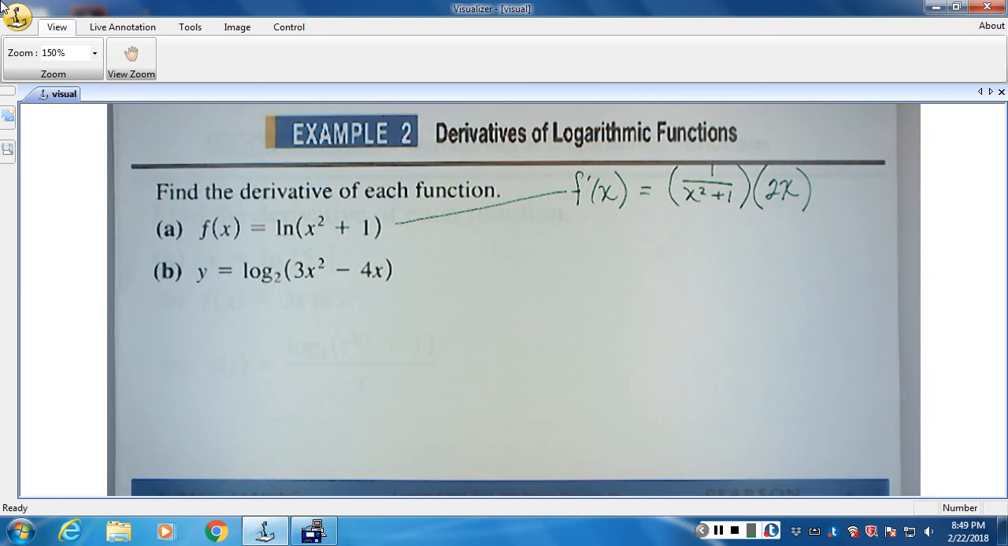And Miles, I won't even make you put the 2x in the numerator. You can leave it multiplied out. You don't have to put 2x over x squared plus 1. You can leave it multiplied out. That's okay. All right?